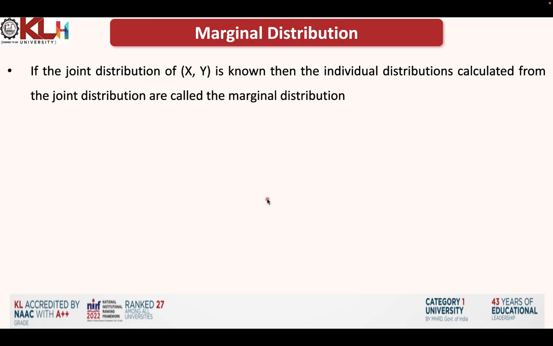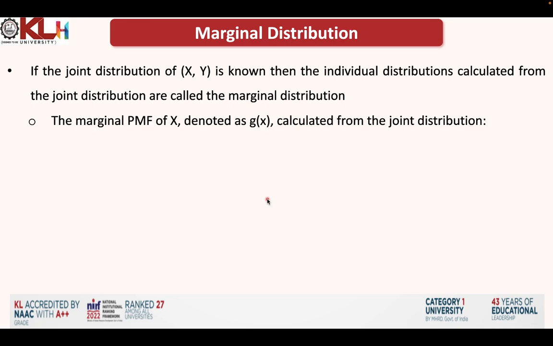Now if you have the joint distribution of x and y, you can easily get the individual distributions of x and y from the joint distribution, and that is called the marginal distribution. The marginal probability mass function of x, if we denote it as g of x, can be calculated from the joint distribution as g of x is the sum over all possible values of y of the joint probability mass function. So we are summing over all values of y, so we get g of x, which is the probability mass function of x.